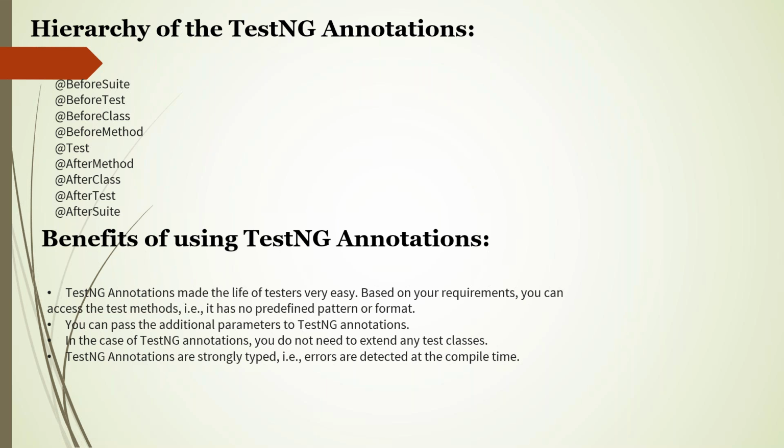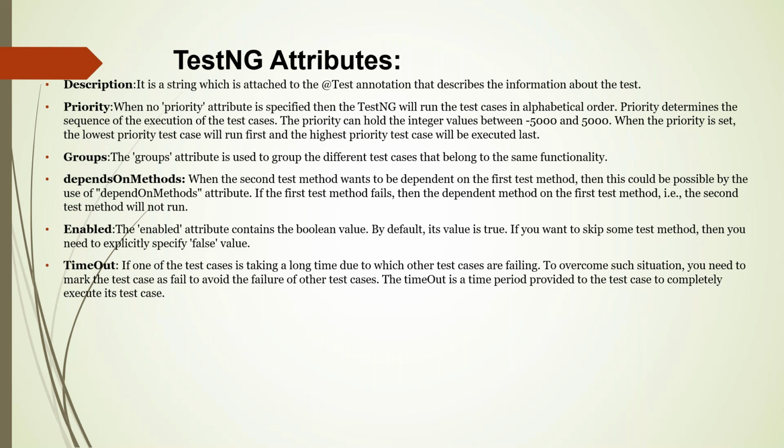So the main benefits are, it has made the life of a tester easy. Based on the requirements, you can access test methods, and it has no predefined pattern or format. So we have easy methods to use. If we know where to use what and when, that's it, we are good. Then you can pass additional parameters to TestNG annotation. In the case of TestNG annotation, you do not need to extend any test classes. Then TestNG annotations are strongly typed, that is, errors are detected at compile time. So during the compile time itself, all the errors are detected and displayed.